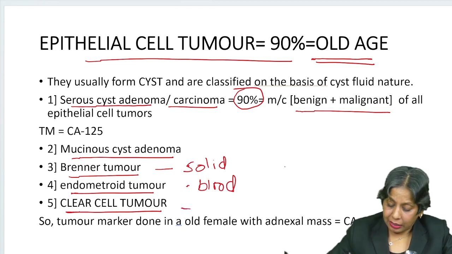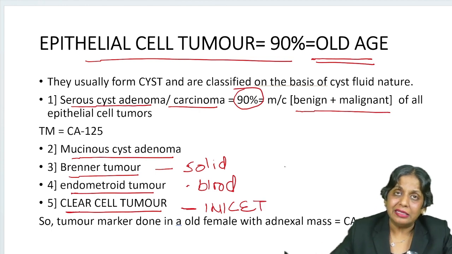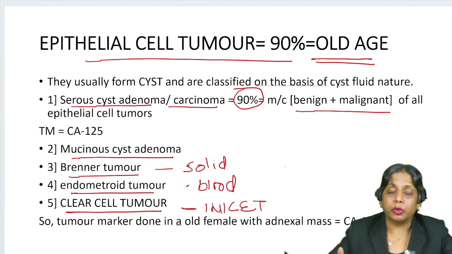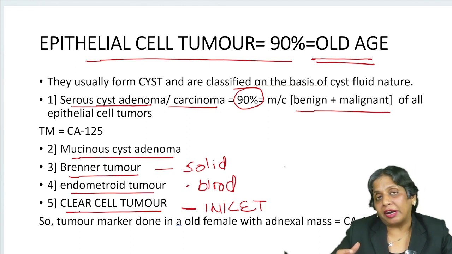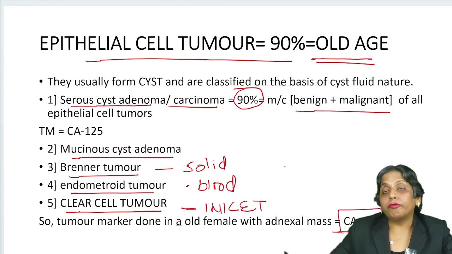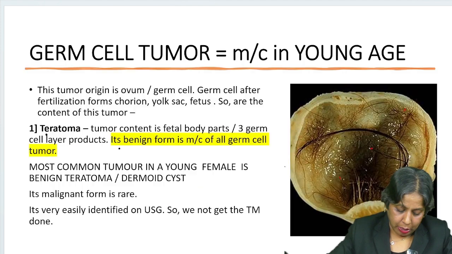This has been asked in a recent INI-CET PYQ: clear cell tumor belongs to which class of tumor? So it belongs to the epithelial cell type of tumor. Now if an old female is coming to us with an ovarian mass, it is very clear that it is going to be an epithelial cell tumor, and in the epithelial cell tumor it is going to be serous cystadenoma or carcinoma. We can confirm this finding before operating by getting the tumor marker done. The tumor marker of serous cystadenoma is CA 125. So that was about the epithelial cell tumor.